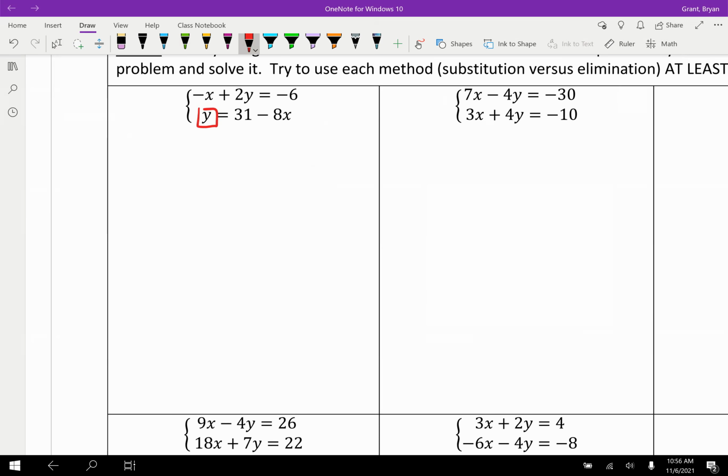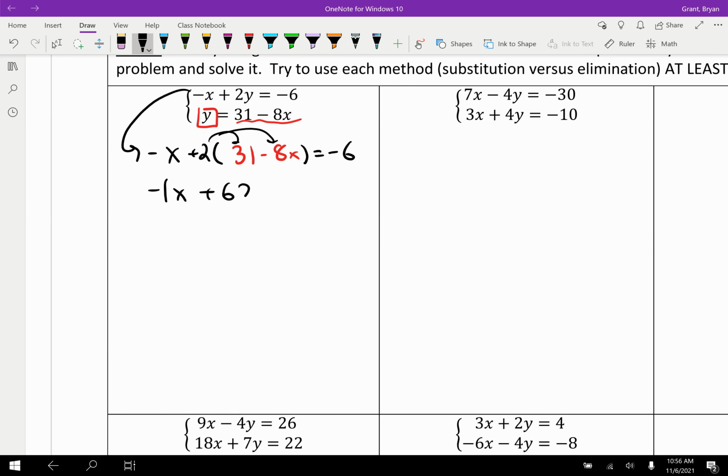I see y by itself, so let's tackle it. We're going to go through negative x plus 2. Don't forget to leave that 2 in there. And we're going to replace y with 31 minus 8x. This gives us negative 1x. We need to distribute. So that's plus 62 minus 16x equals negative 6. Combine some like terms. I see negative 1x minus 16 more is negative 17x plus 62 equals negative 6.